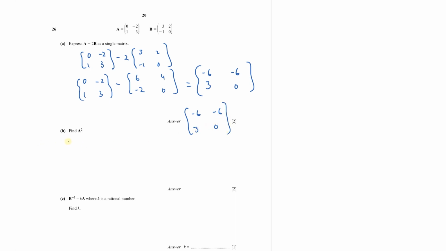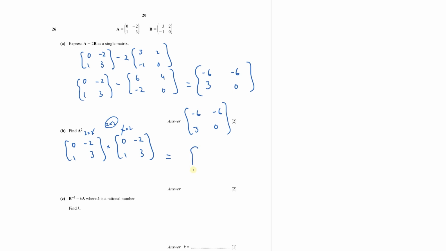Find A squared. So A squared will be [0, -2; 1, 3] multiplied by again A, [0, -2; 1, 3]. So this is a 2 by 2 matrix multiplied by a 2 by 2 matrix. So you compare the columns of the first with the rows of the second, because they are equal we can multiply, and you're left with a 2 by 2 matrix. So after you multiply these two matrices you will get a 2 by 2 matrix.